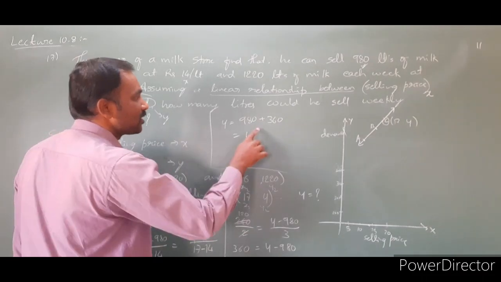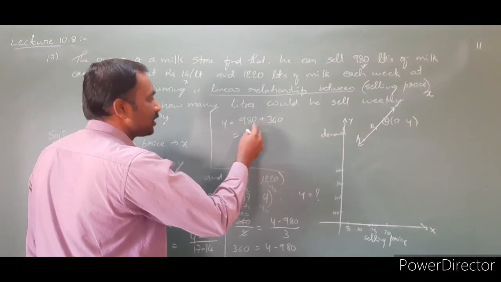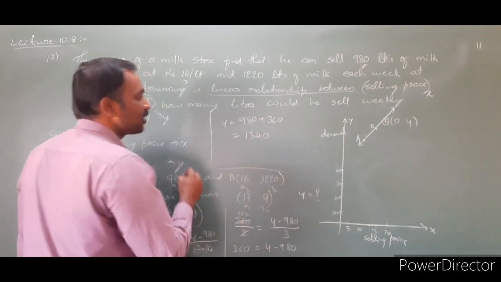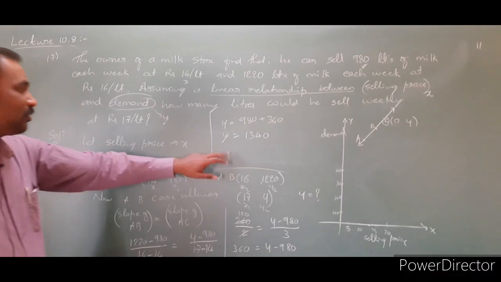What is 980 plus 360? 1200 plus 1300 and 1340. Y is equal to 1340. What is the y value?